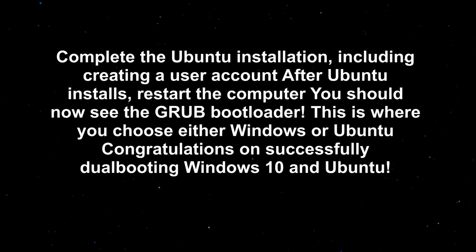Complete the Ubuntu installation, including creating a user account. After Ubuntu installs, restart the computer. You should now see the Grub bootloader. This is where you choose either Windows or Ubuntu. Congratulations on successfully dual booting Windows 10 and Ubuntu.